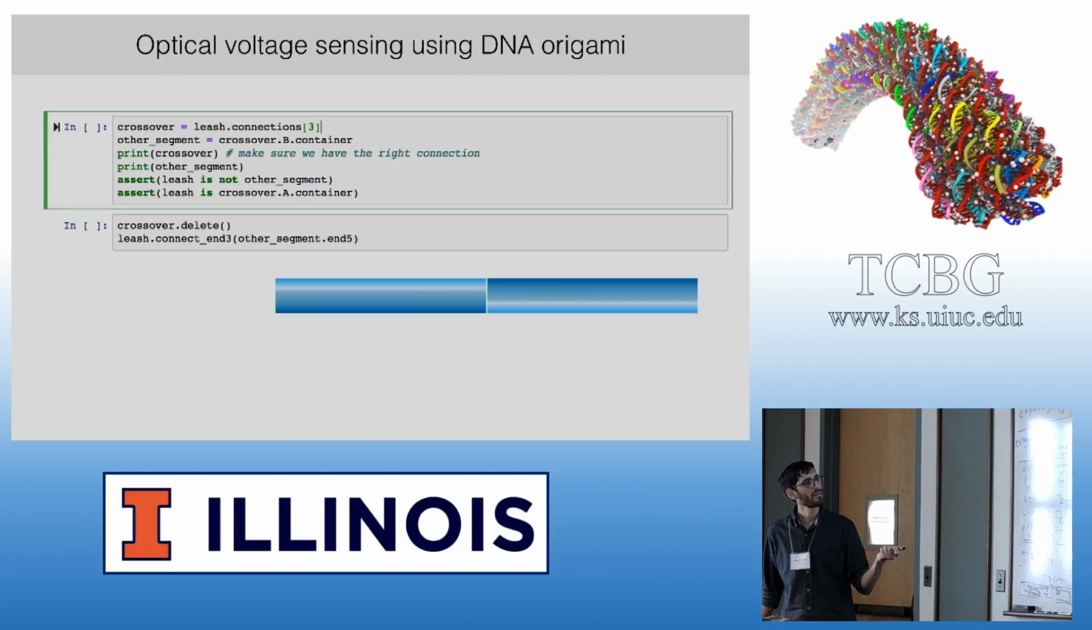The tutorial that we have walks you through the process of finding and removing a particular crossover and then replacing it with a new kind of connection, in this case, an intrahelical connection, so that the two helices are basically just one piece of DNA, a double strand.